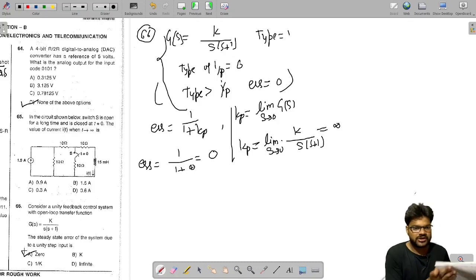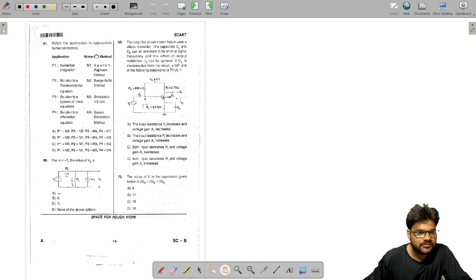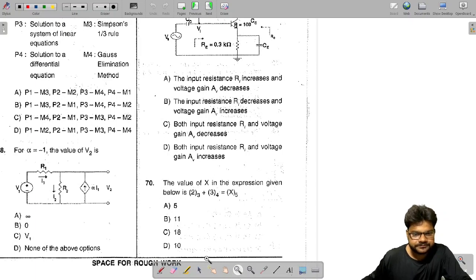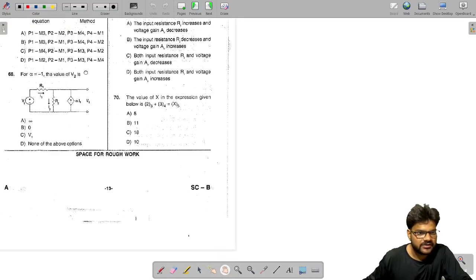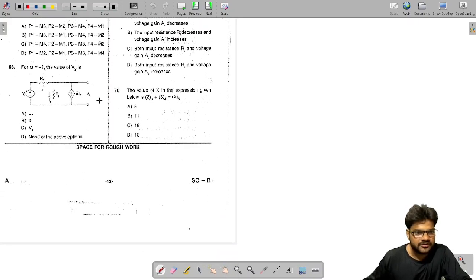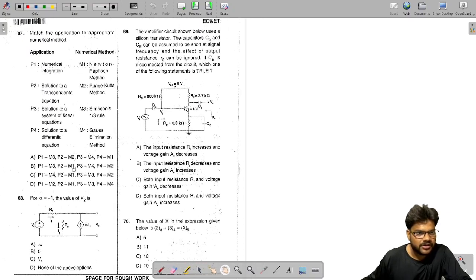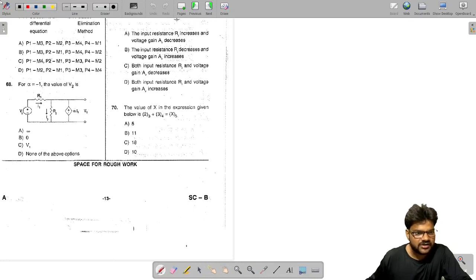Now let us move to the next questions. So we will start with question number 68, which is from network. I am not solving question number 67 because it is from the numerical methods topic and it is not in the GATE syllabus. So let's start with question number 68.